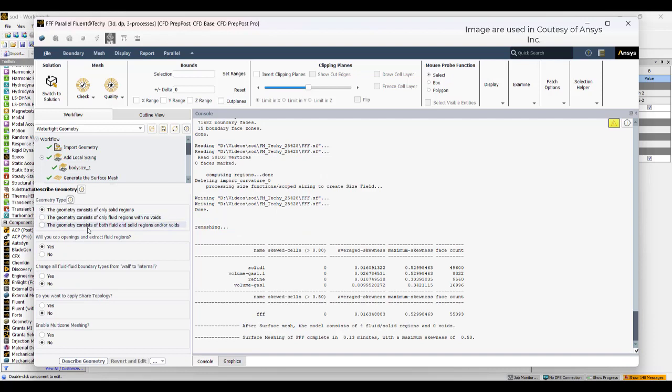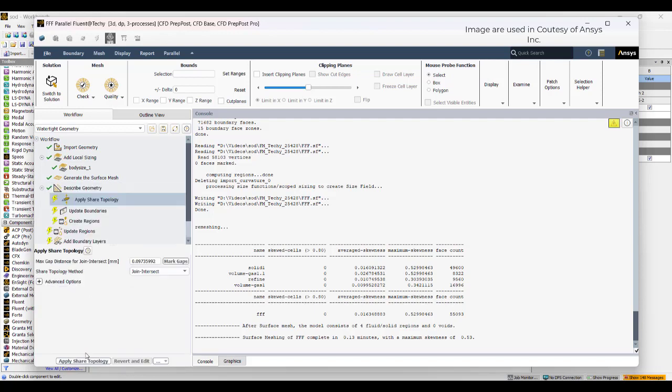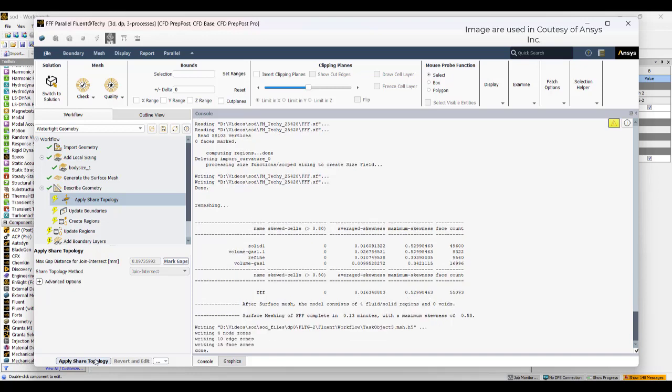So it has both solid and fluid regions. Fluid walls to internal, yes. I want to apply shared topology. Describe geometry. So shared topology means all the nodes connectivity with solid and fluid will be present. And then apply shared topology.